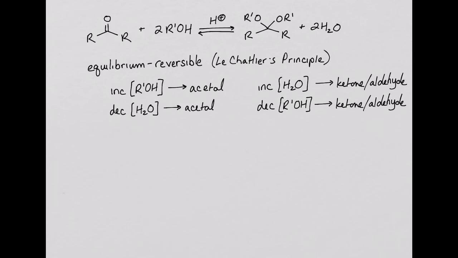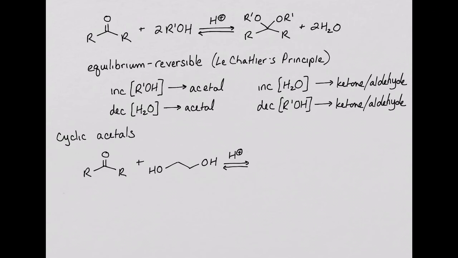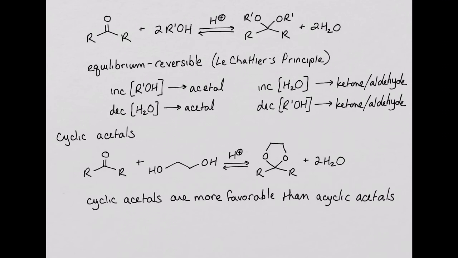Instead of using two molecules of alcohol, we can instead use a diol, and this produces a cyclic acetal. For example, if we treat a ketone or an aldehyde with ethylene glycol under strong acidic conditions, we will produce the cyclic acetal, again with the loss of two molecules of water. The formation of cyclic acetals is more favorable than the formation of acyclic acetals. This is due to entropic reasons.